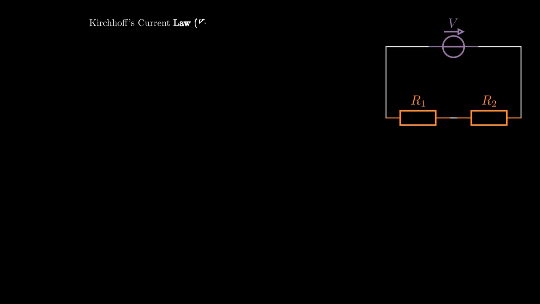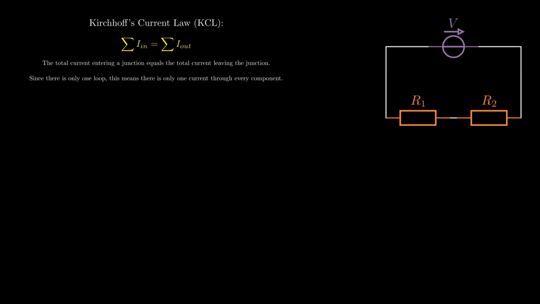Recall Kirchhoff's current law, which states that the current entering a junction, which is simply where two components meet, is equal to the current flowing out of the junction. In this case, since there are no parallel branches, we can deduce that only one current flows through both resistors.